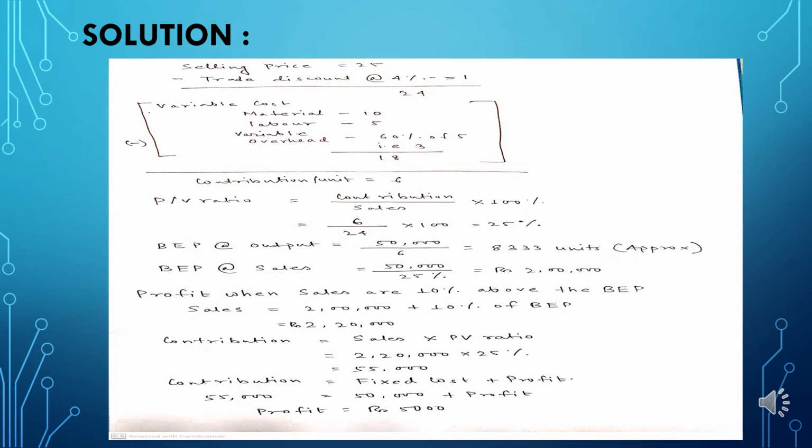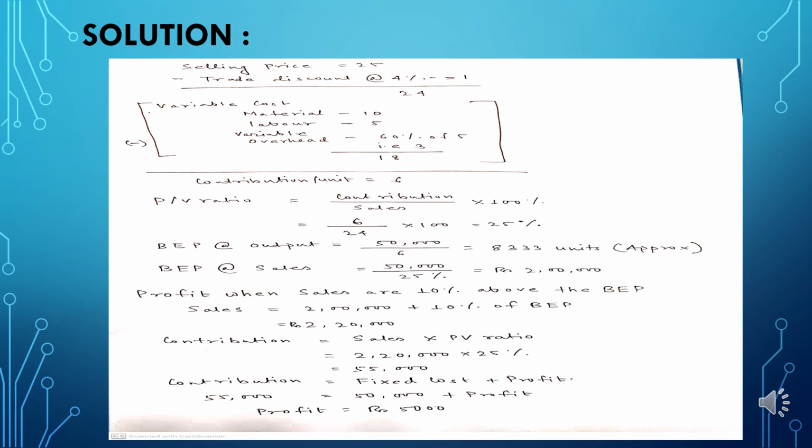Now if we consider the break-even point for output, it is practically fixed cost divided by contribution per unit. So fixed cost is given at 50,000 and we have calculated contribution per unit to be rupees 6, and we are getting the figure of 8,333 units approximately. And if we turn that particular output figure of break-even point into the sales figure, we are getting it at rupees 2 lakh. Now that is the break-even point for sales.